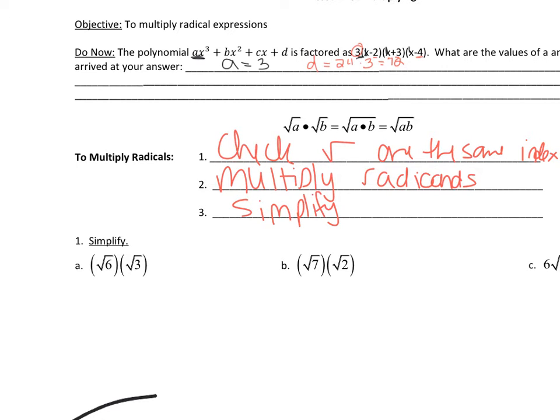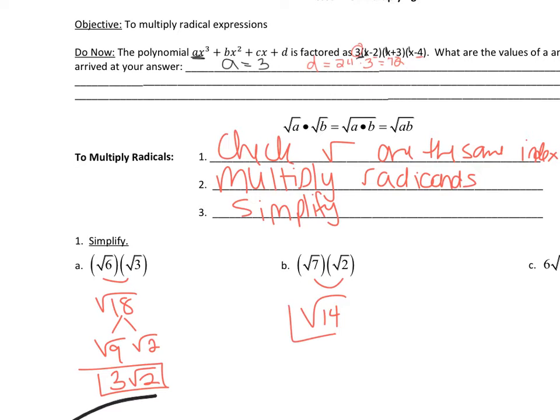So for example, for a here, I would check that they're both square roots, and they are. Then you multiply the insides, which gets you 18. Then you simplify. Factors of 18 where one is perfect are 9 and 2. This will reduce to 3, and this will reduce to 2. And that's your answer. Same here, square root of 14. The thing about 14, though, is there are no perfect square factors inside of it, so that's simplified.